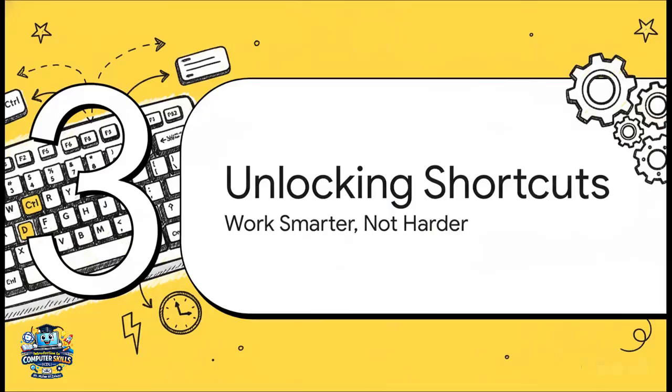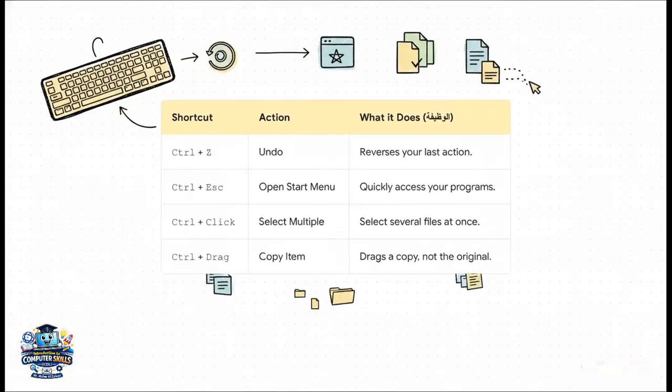This brings us to unlocking shortcuts. Think of these as secret codes that let you do stuff instantly. Instead of hunting around with your mouse trying to find a menu option, you just press a key combo and bam, it's done. It's all about working smarter, not harder. So check out how we can combine this with things we already learned.